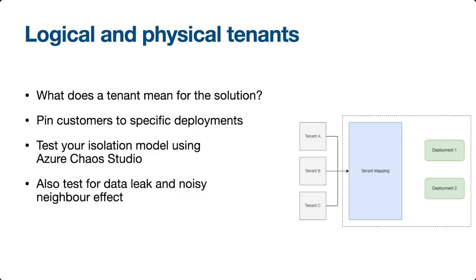When you're looking at testing these in the future, you need to think about things like the noisy neighbor effect, as we call it. And this is a test to make sure that data from one tenant does not leak into another tenant. The noisy neighbor effect is where, if we have a tenant that is running lots of a specific task, the performance there doesn't affect other tenants within the same stamp, the same physical arena. And you can test the isolation model using Azure Chaos Studio.